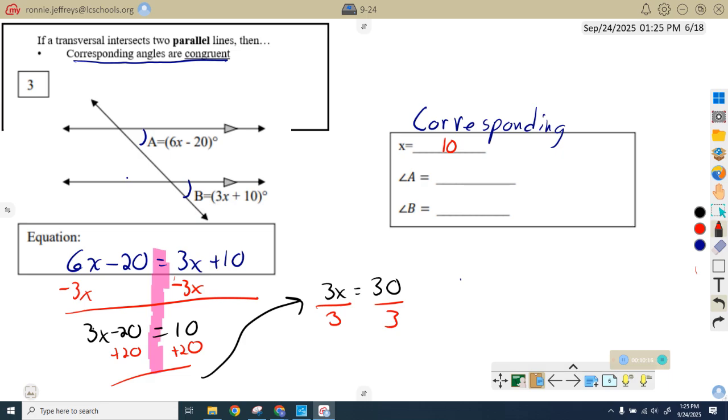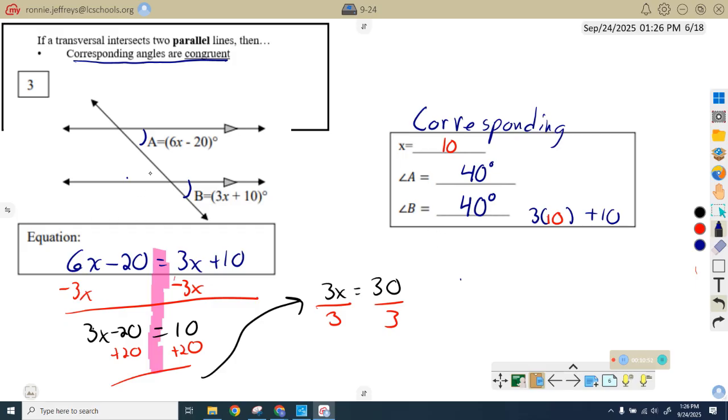Now, when we're finding these other angles, these two are the same, so it doesn't matter which expression we use. We could use the 6x minus 20 or the 3x plus 10. I personally am going to solve for b first. Why do y'all think that? Yeah, it seems easier. 3 times 10 is 30, plus 10 is 40. So both of these are 40 degrees.